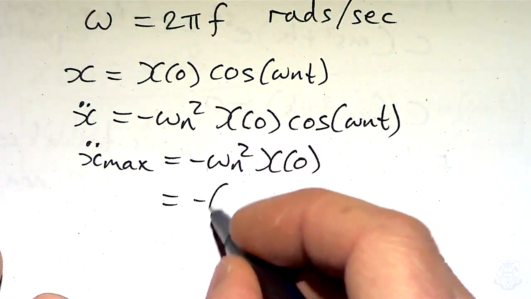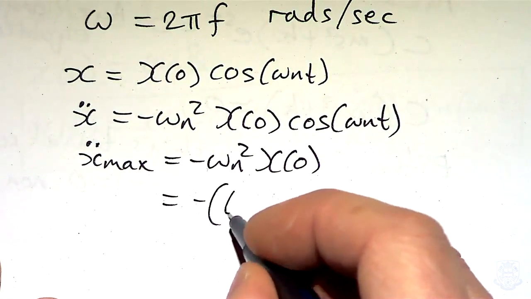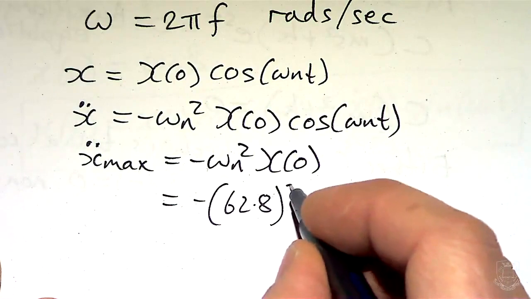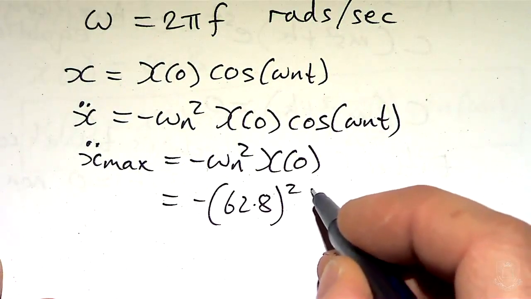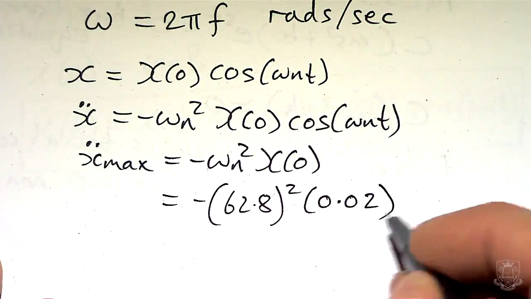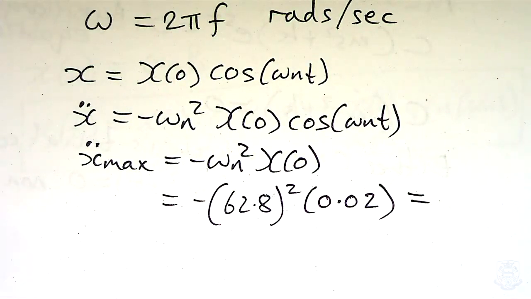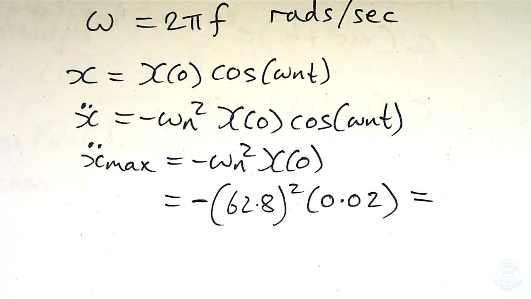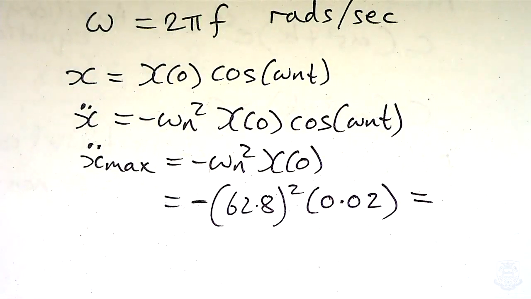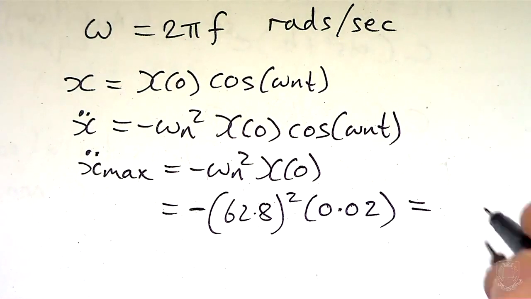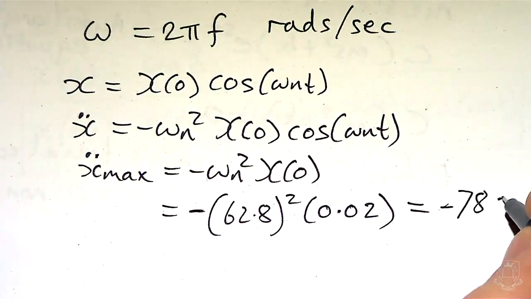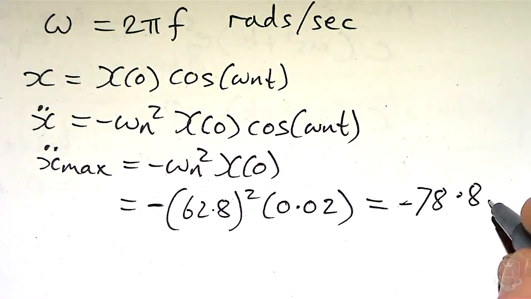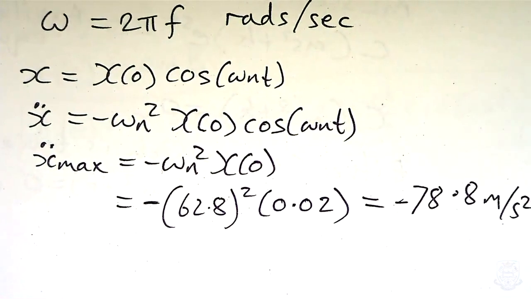So this is equal to 62.8 rads per second, squared, times what is given to us in the question, 0.02 meters. So what do we get if we do the numbers on that? What's the answer to that one? Very good. Yeah, minus 78.8. And what are the units? Very good. Yeah, meters per second squared, because it's an acceleration, isn't it?